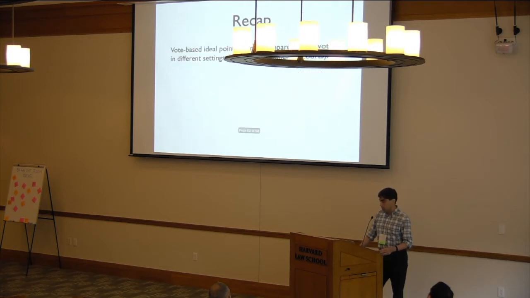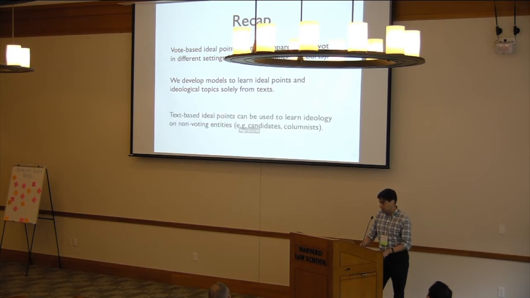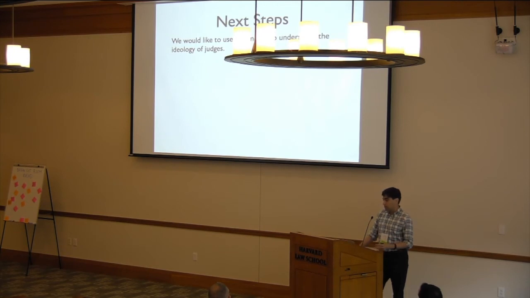So to give a recap, vote-based ideal points, which is the standard, cannot compare people voting in different settings, like judges on different courts, and we've been developing text-based models to learn ideal points and ideological topics solely from texts. And we hope to apply these on also non-voting entities, like candidates running for president or op-ed columnists. Of course, we're here today because we're interested in case law, and we would ultimately like to use our model to understand the ideology of judges.